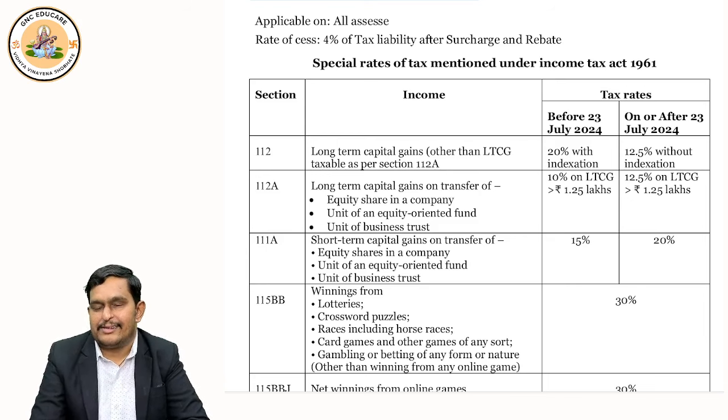The story says that we have to understand now tax rates of company. Correct? Yes. For partnership, what is the rate? 30% tax rate flat and 12% surcharge if your income exceeds 1 crore. That's it.